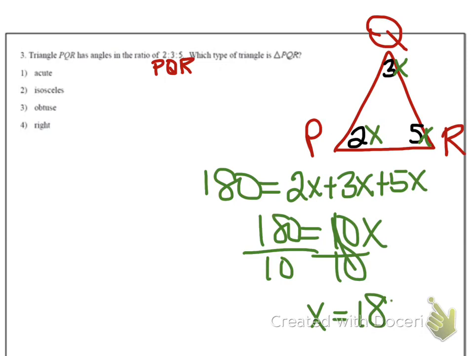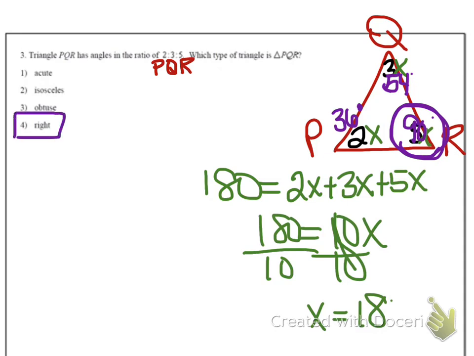If we plug that back in, 2 times 18, this would give you a 36 degree angle. 3 times 18, this would give you a 54 degree angle. Make sure that's a 54. Then the 5x would give you 90 degrees here. Because there's this 90 degree angle, it makes it a right triangle.